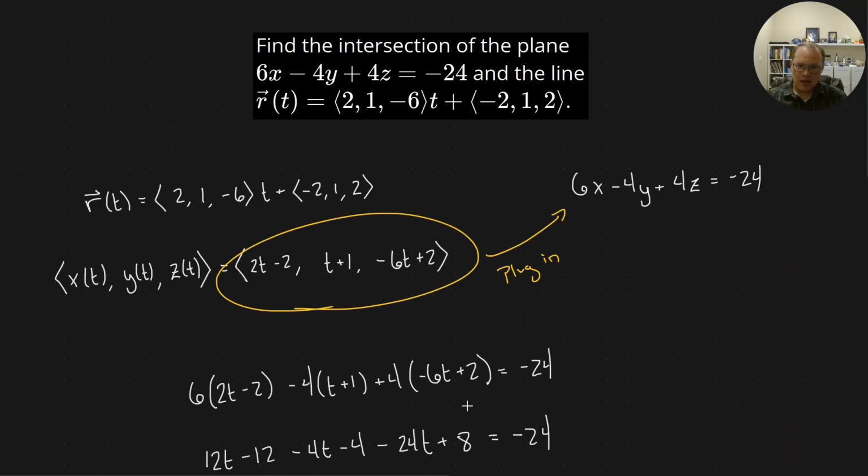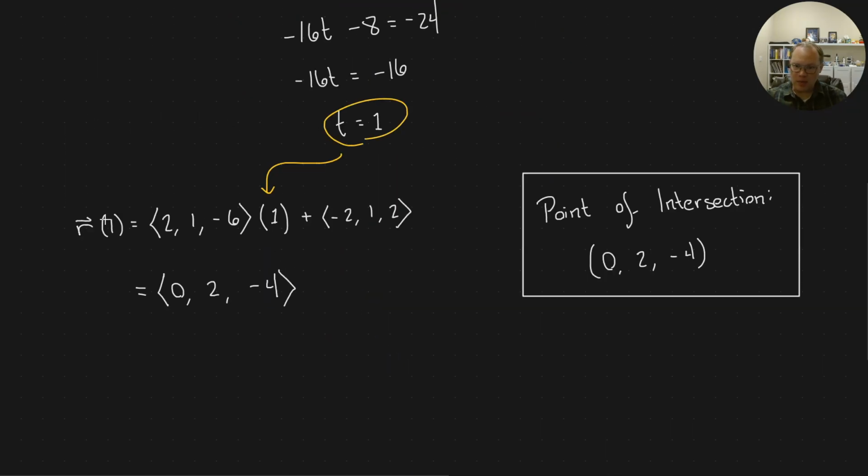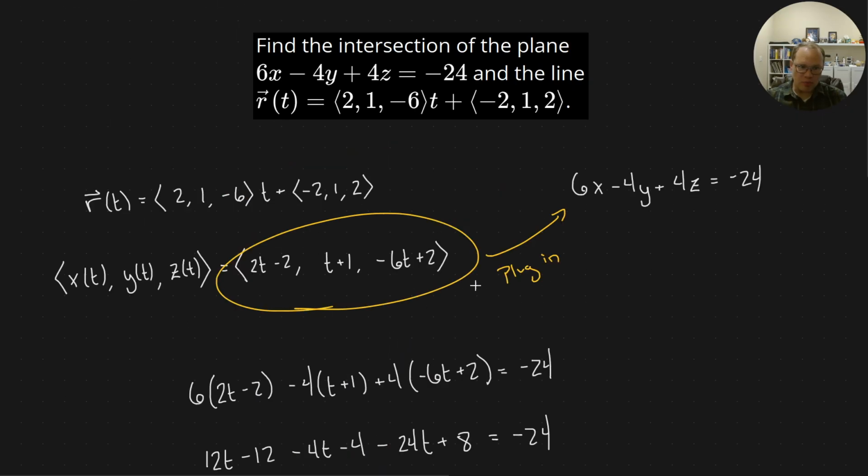And you can check, we got this by plugging in 1, so we know it lies on the line. And if you plug (0, 2, -4) in here, you will find that we also satisfy the equation of the plane.